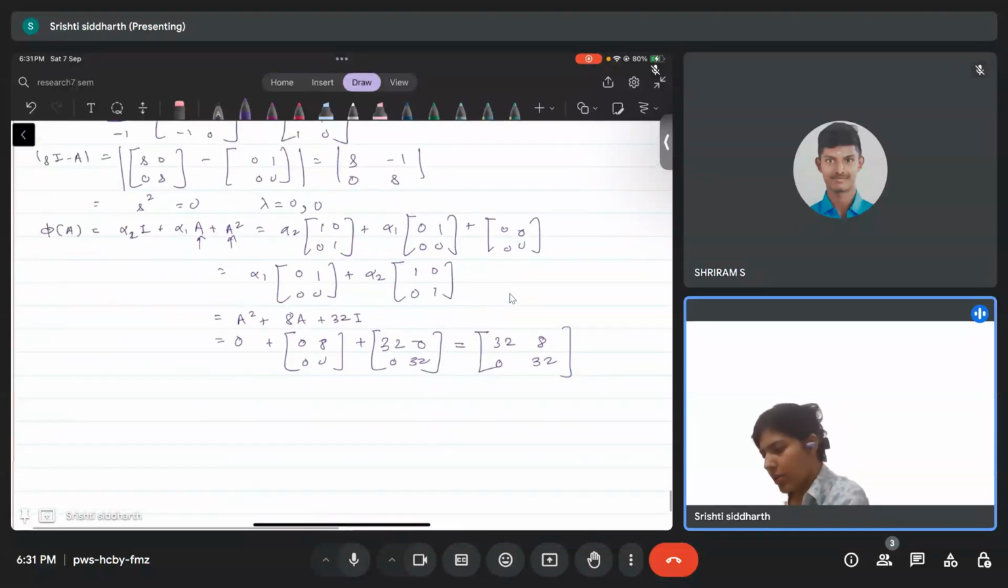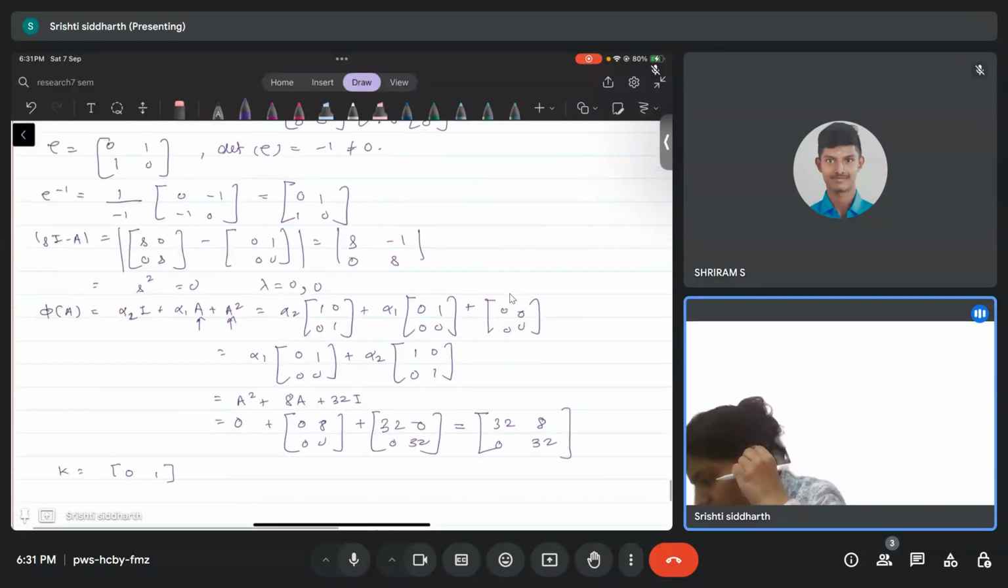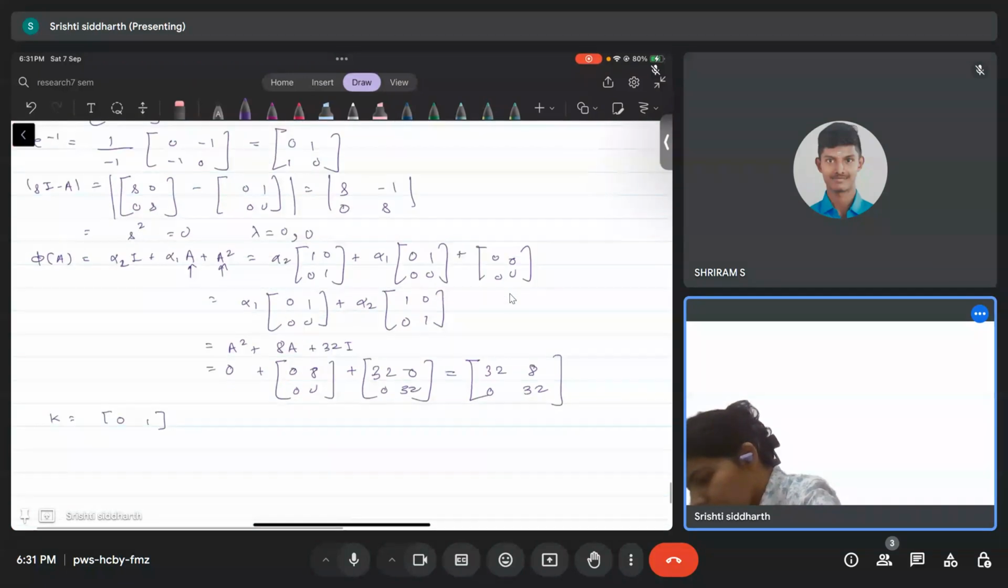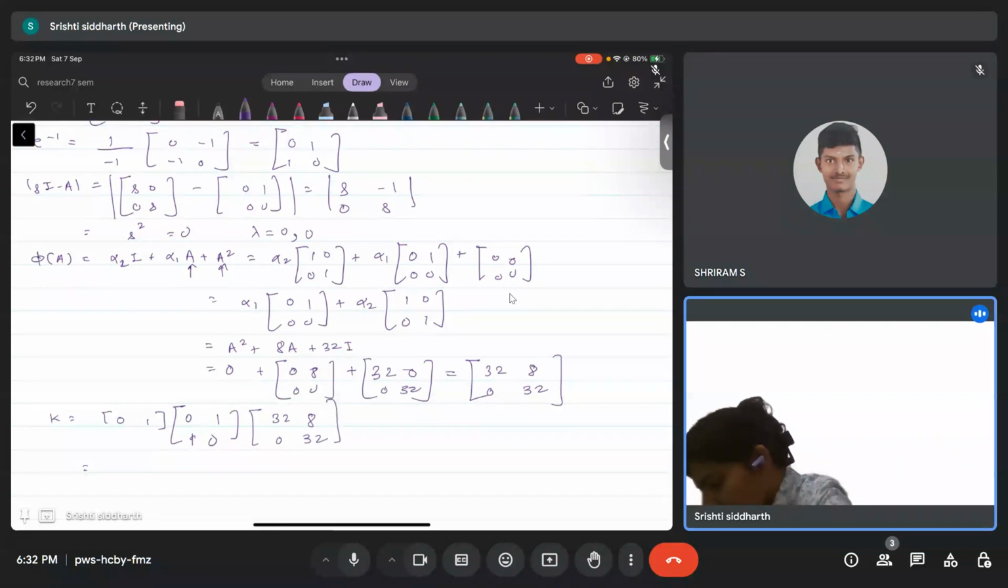And now we can just substitute these in the formula to obtain the gain matrix. So this is simply [0 1], like for a second order system, then we have the inverse of the controllability matrix [0 1; 1 0], and finally phi of A. So you can conclude this: it is just the last row, [32 8].